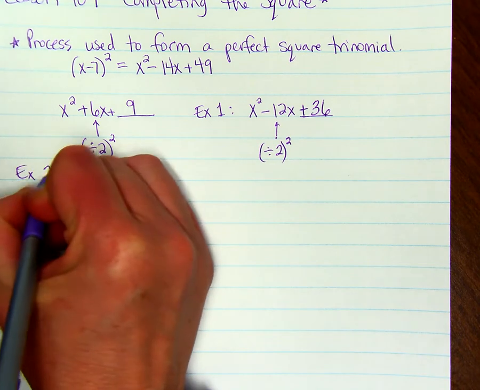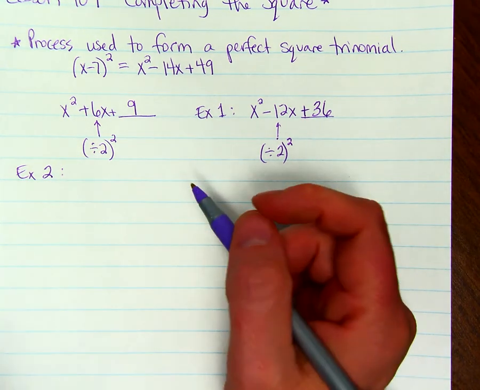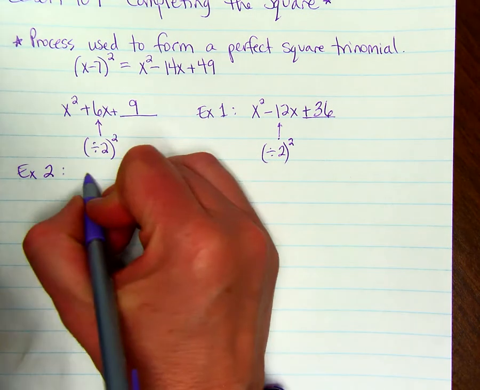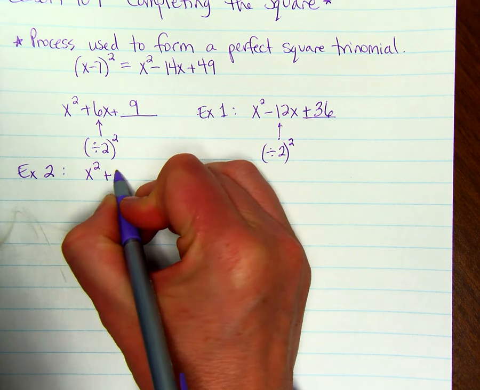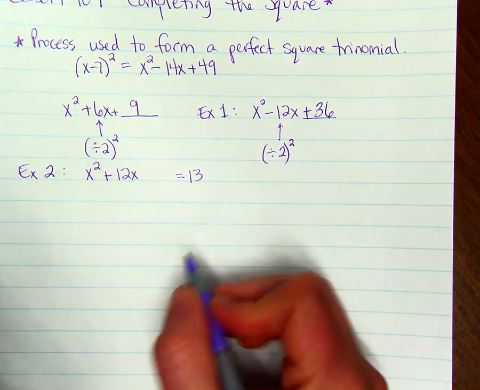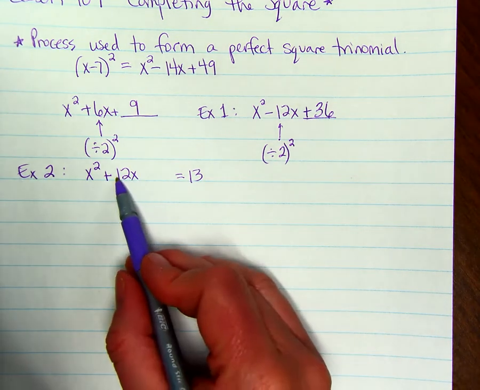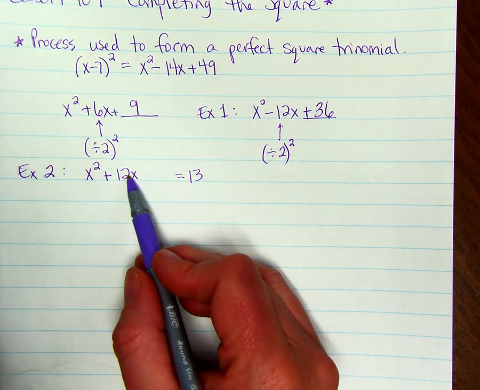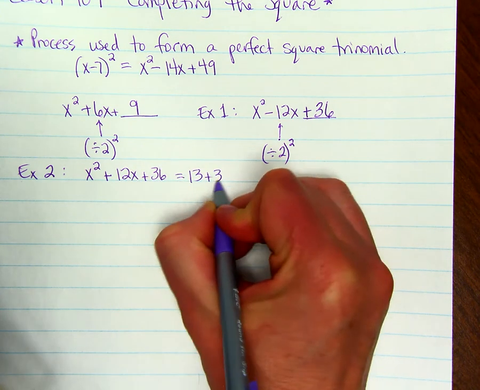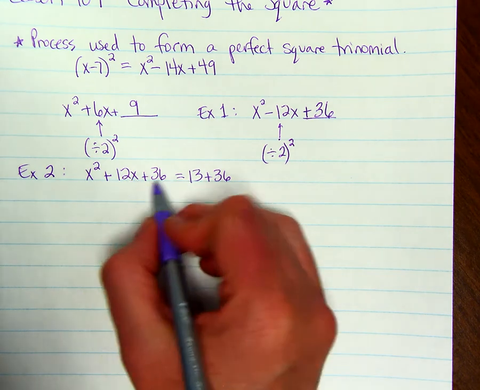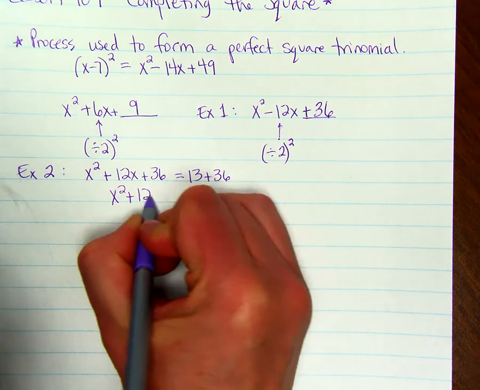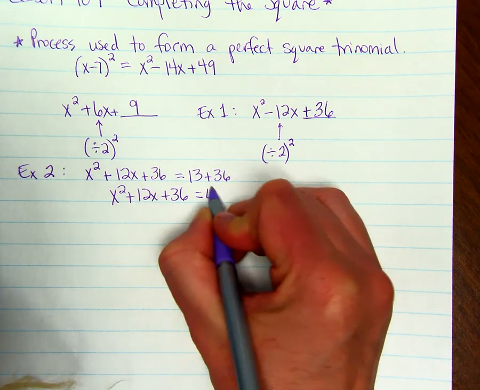Now, example 2, we want to have an equation, and we're going to solve for x. So we have x squared plus 12x, and leave a space here for completing the square, equals 13. So we want to add half of 12 squared, which is plus 36. Because there's an equal sign, we can't just add numbers willy-nilly. We have to add it the same on both sides. So we have x squared plus 12x plus 36 equals 49.